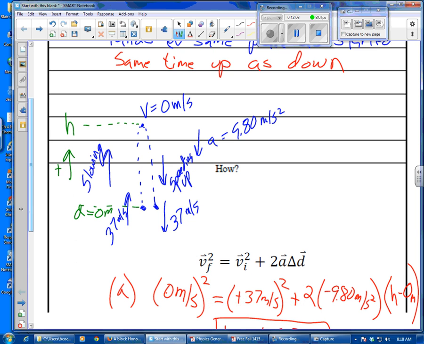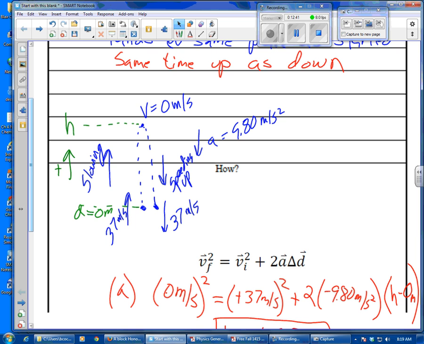Probably should have added that into it once you guys did it. So it takes the same amount of time to go up as it does to come down. So we could say, okay, let's look at half of it, and then we'll just double that time. Or we could look at the whole thing, because we know it goes up at 37, gets to 0, and then ends up back down at downwards 37. So we could look at the whole flight, or we could just look at half of a flight.